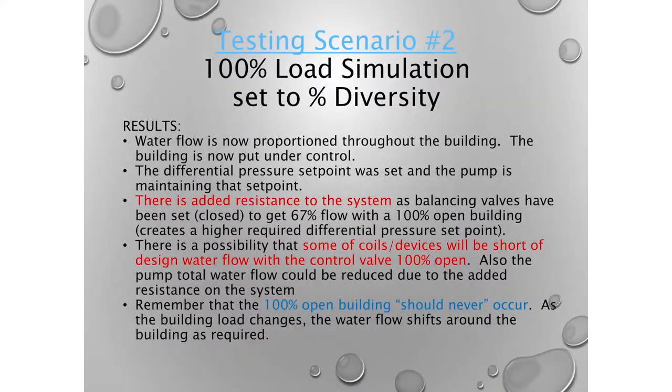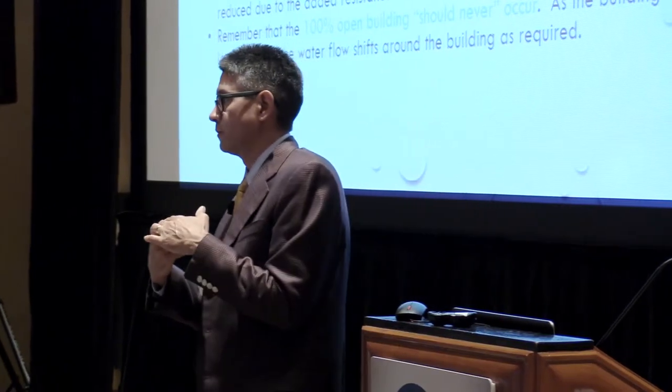Basically, you end up with a scenario of a lot of caveats. Pretty much, you end up with a lot of resistance on the system. Then you get to a situation where a control valve is 100% open, and guess what? You can't get design flow. You're not getting your heating, or your heat pump loop's not getting a compressor turning on, because you've got that balancing valve closed too far.